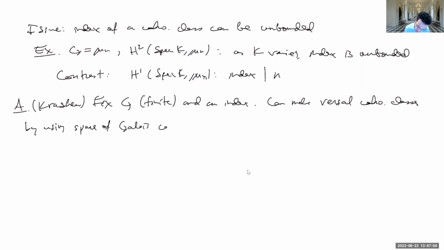The point being that if I bound the index, then there are only finitely many Galois groups that could possibly appear. And over a field, I can compute cohomology using cocycles, and those I can write down as a space. So I can make a finite type variety parameterizing all the cocycles. So I'm going to get the universal cohomology class that way, a versal cohomology class. Does that make sense? I think that makes sense.